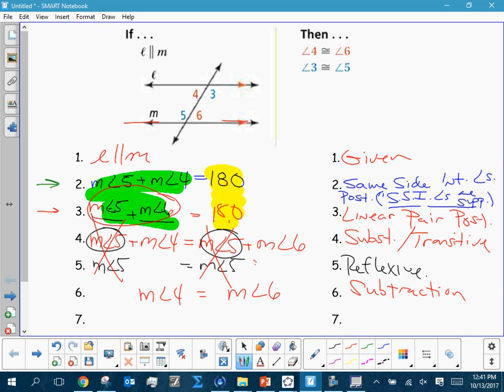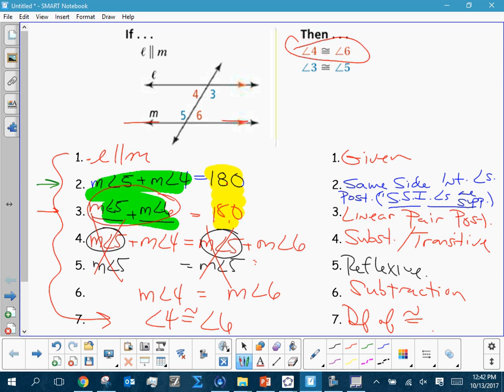All right, so now we haven't proven what we tried to prove yet. We've got measurements equal. We wanted to get angles congruent, right? But once I have their measurements the same, the degrees of those angles are the same, the angles themselves as shapes should land on top of one another. They should be congruent. What allows me to go from equality to congruency? Good, the definition of congruency. And now if you look at this, we started with lines being parallel, and that got us all the way down to eventually saying that alternate interior angles, in this case 4 and 6, are congruent.